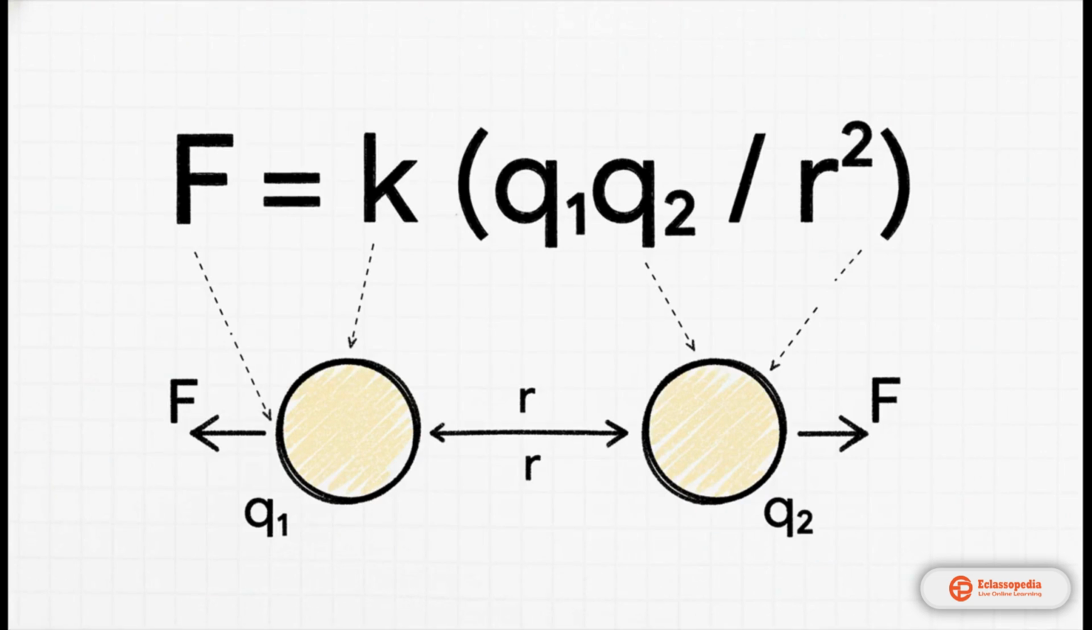So how strong is that push or pull? Well, this beautiful equation, Coulomb's law, tells us exactly that. It says the force depends on the size of the two charges, Q1 and Q2, and, this is key, it gets weaker the farther apart they get. And not just weaker, but weaker with the square of the distance. So if you double the distance, the force drops to a quarter of what it was. It fades away really, really fast.